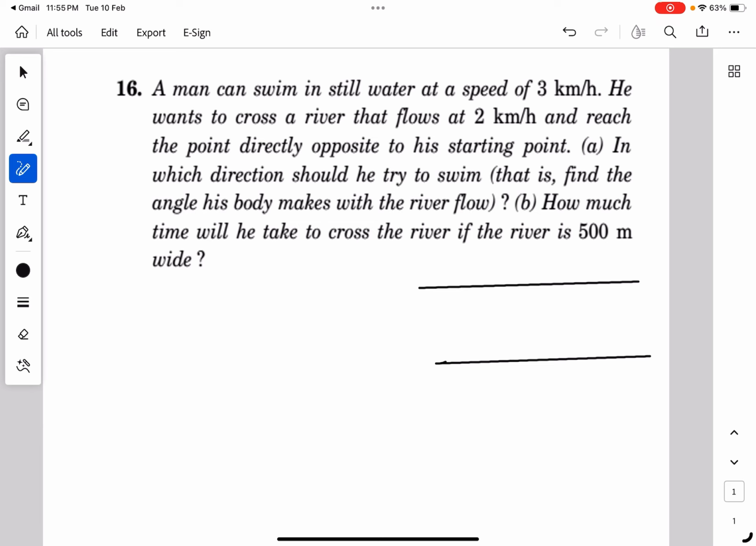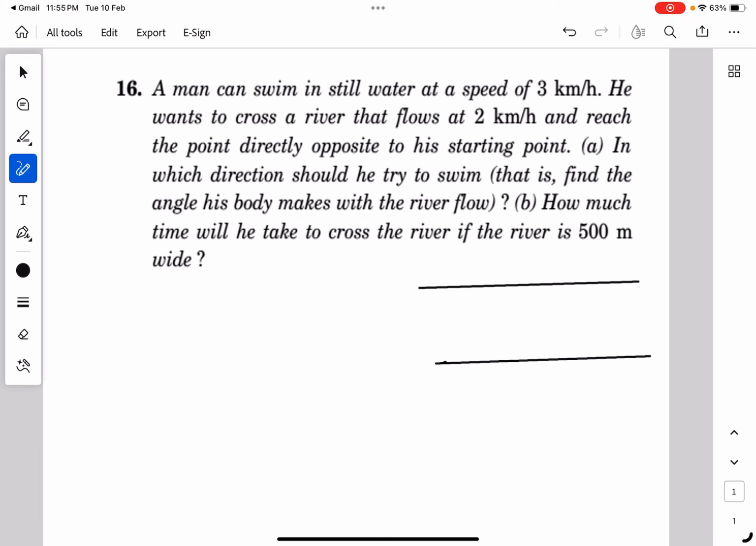He wants to swim a river that flows at 2 km per hour and reach the point directly opposite to his starting point. In which direction should he try to swim? How much time will it take to cross the river if the river is 500 meter wide?